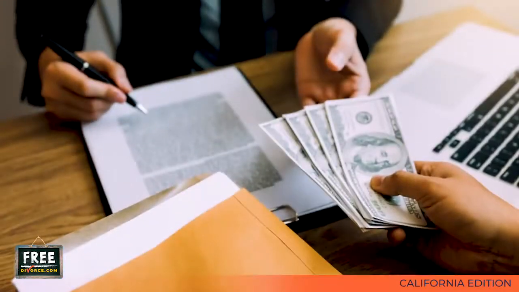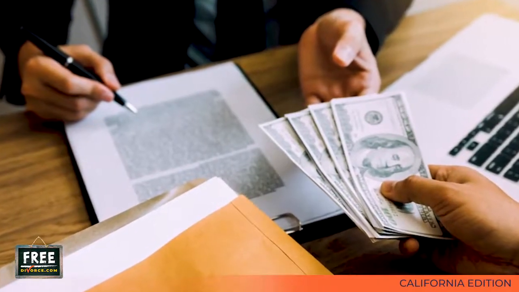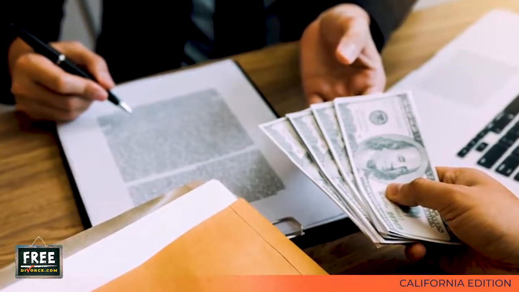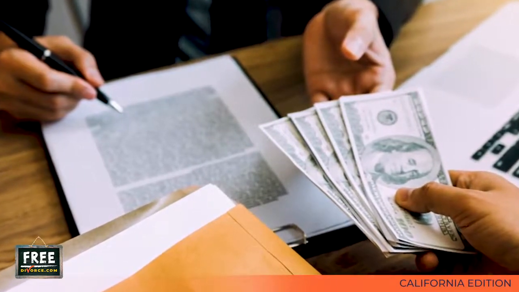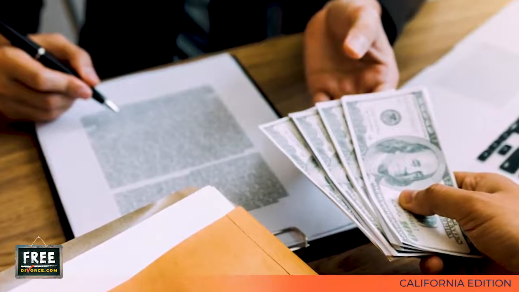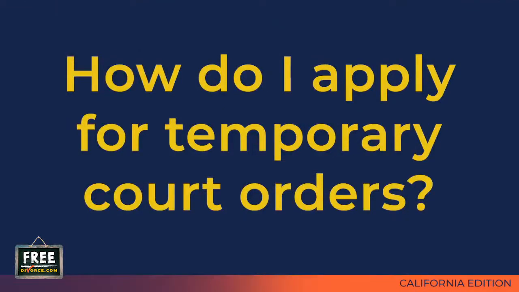You may also want to request that the court issue an order at the beginning of your case that tells your spouse to pay you a lump sum of money so you can hire an attorney to represent you. These are all examples of temporary court orders you may want to apply for at the beginning of a contested divorce case. How do I apply for temporary court orders?